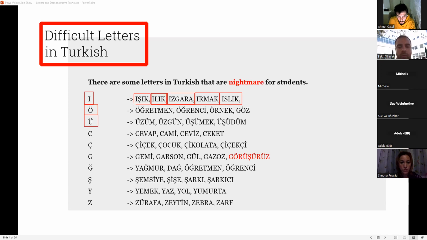The words that I have for ö: öğretmen, öğrenci, örnek, göz.